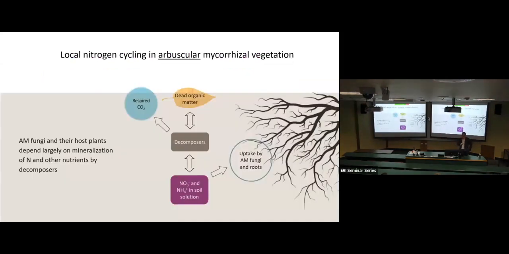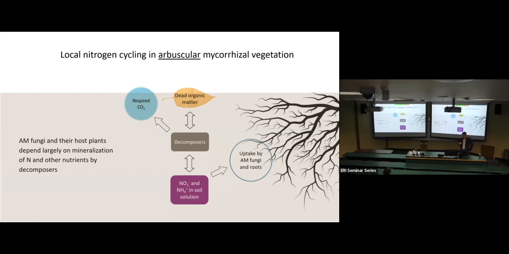Here is a couple of slides contrasting local nitrogen cycling in arbuscular versus ectomycorrhizal vegetation. What you can see here is what you'll see in most textbooks written until very recently, as normal local nitrogen cycling. You've got the decomposers breaking down the organic matter, and that decomposition process eventually results in the liberation of ammonium and nitrate into the soil solution, so you've got mineralization there. And that mineral nitrogen is taken up by tree roots and by arbuscular mycorrhizal fungi. So the decomposers and the arbuscular mycorrhizal fungi are doing quite different things.